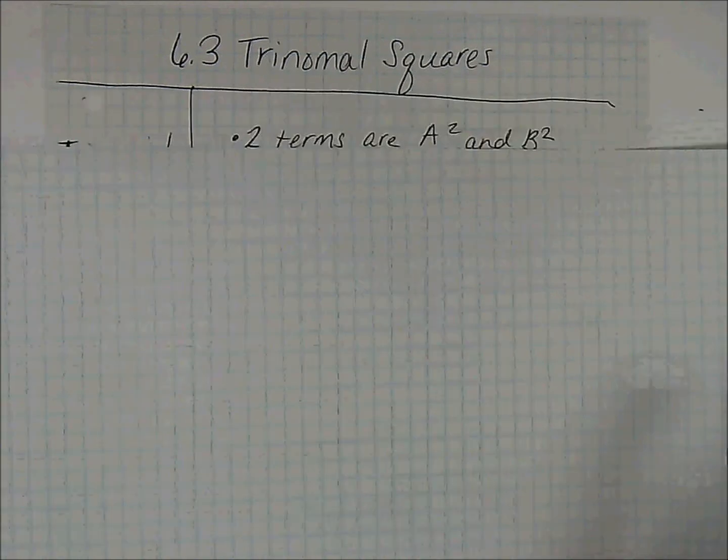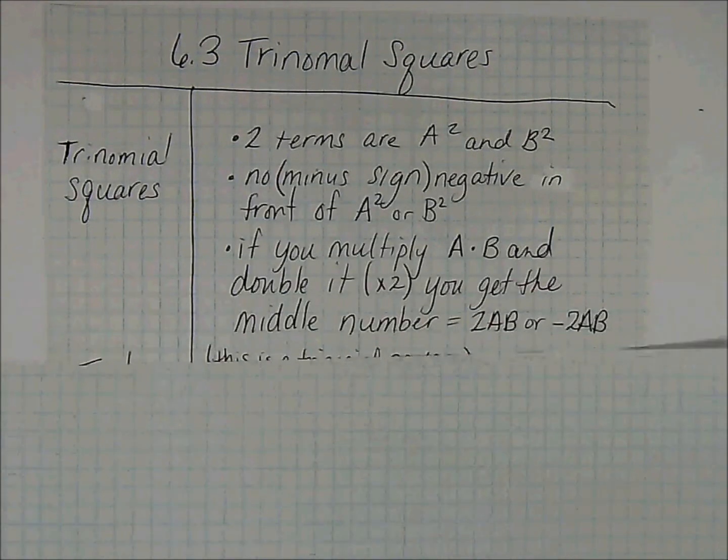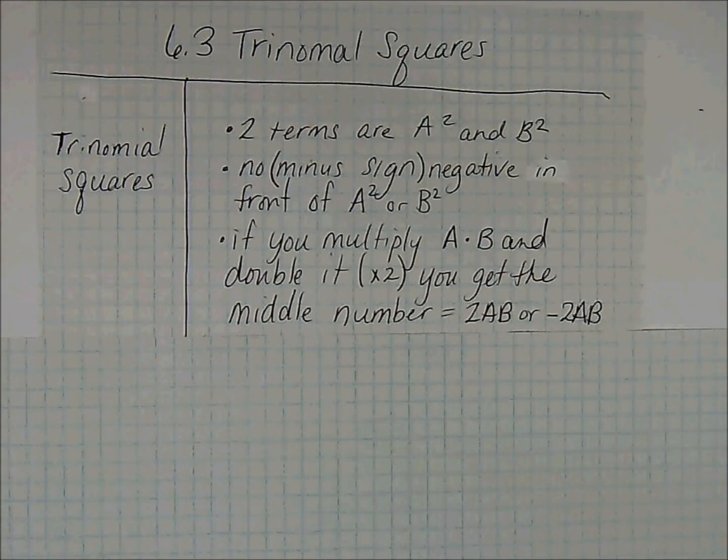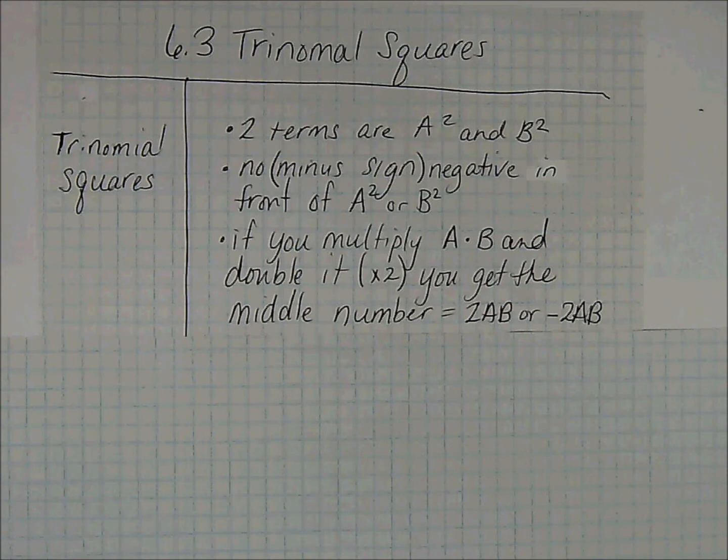So a trinomial square has two terms, and they are an a squared and a b squared. And it doesn't mean exactly a squared. It's a number squared and a b squared, so another number squared. It actually has three terms, but two of its terms are squares. Then you'll notice there's no minus sign or a negative in front of those two terms.